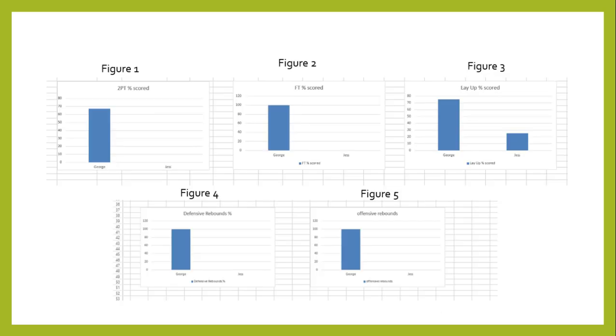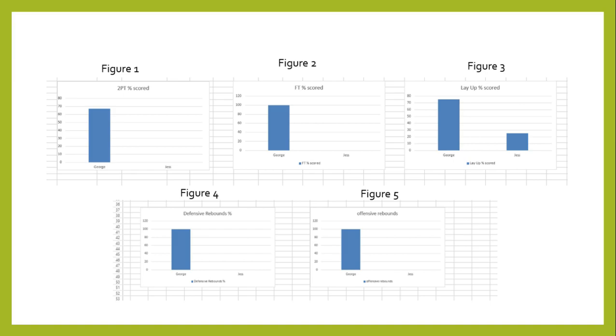The 2-point shot, as titled Figure 1, we can see here that George scored more 2-pointers than Jess did, as the percentage is a lot higher and Jess has scored none. When you look at the means of the 2-pointers for the group as a whole, you will see a mean of 48.4.